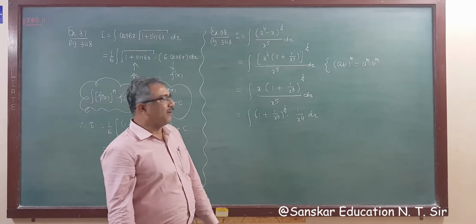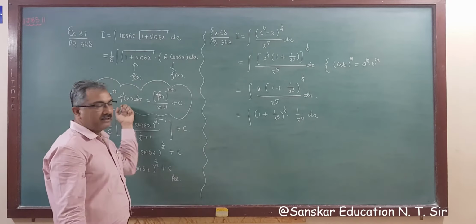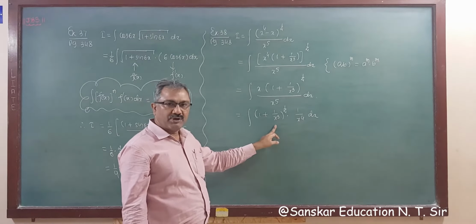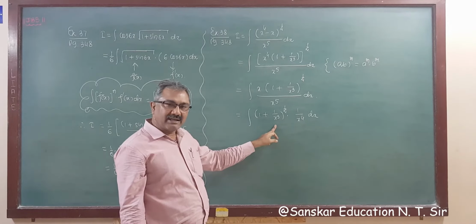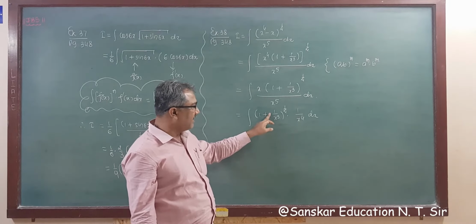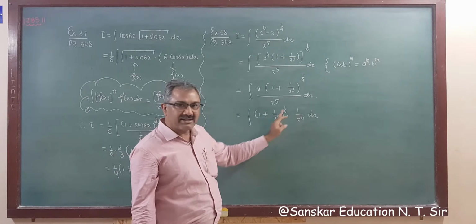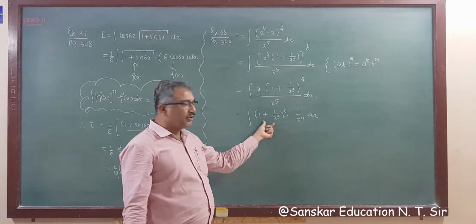Now, same formula. The derivative of this, 1 upon x cube, is minus 3 upon x raised to 4. So there is no minus 3. Either you can assume it for this also.